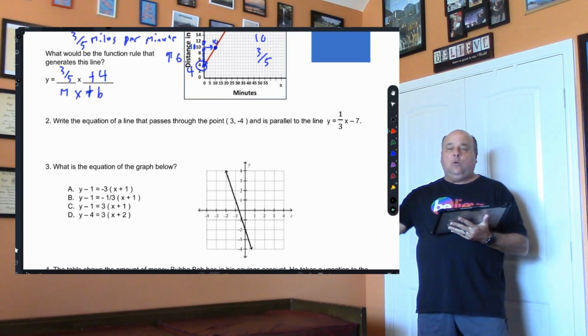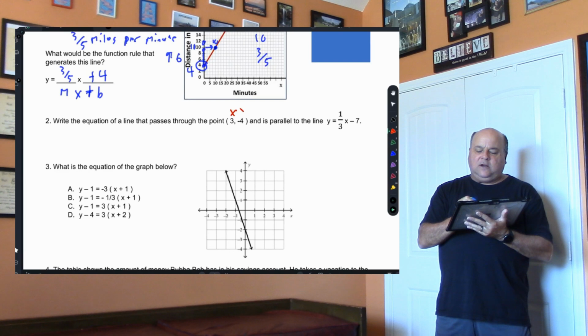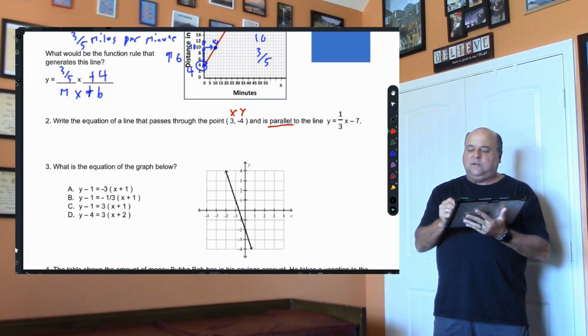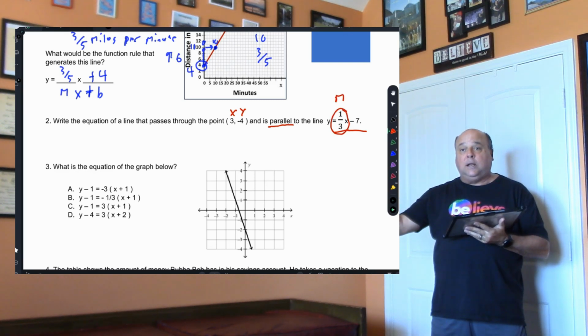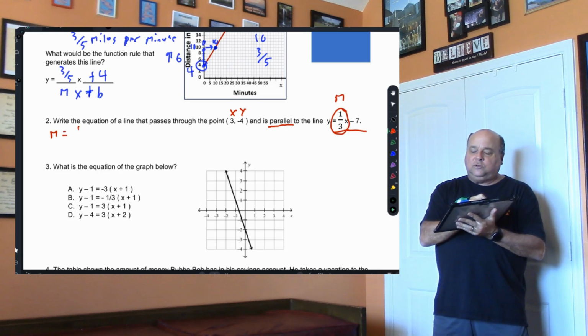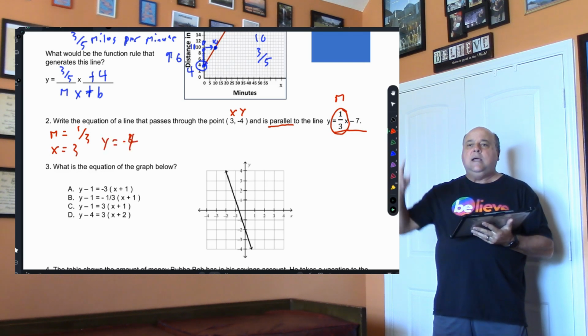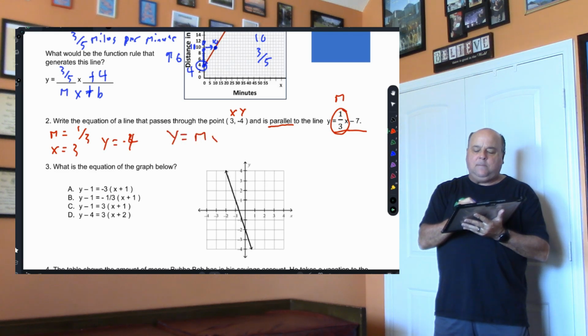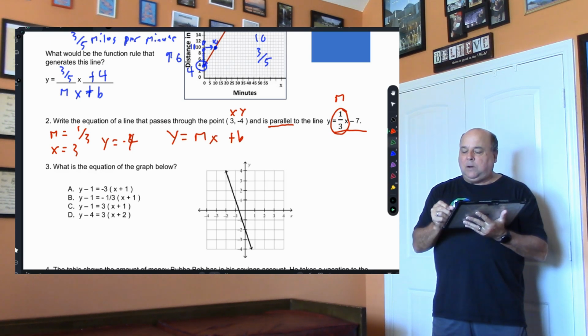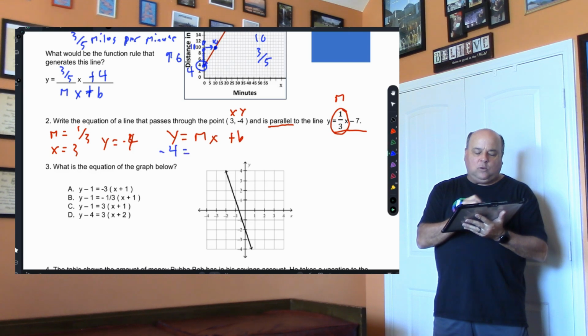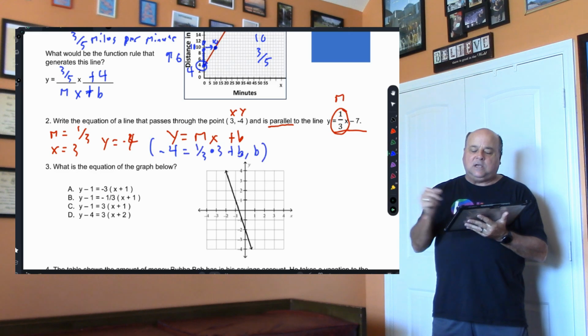Okay. On this one right here, I want to write a line that passes through the point (3, -4), that's x and y, and is parallel to this line. This is the slope, so that's my m. If it's parallel, it won't change, will it? So really quickly, m equals 1/3, my x is equal to 3, and my y is equal to -4. I'm going to write the equation of a line, y equals mx plus b, and plug all these in. The only thing I don't know is b. So -4 equals my slope 1/3 times my x, which is 3, plus b. I'm going to put this into InSolve and solve it for b.